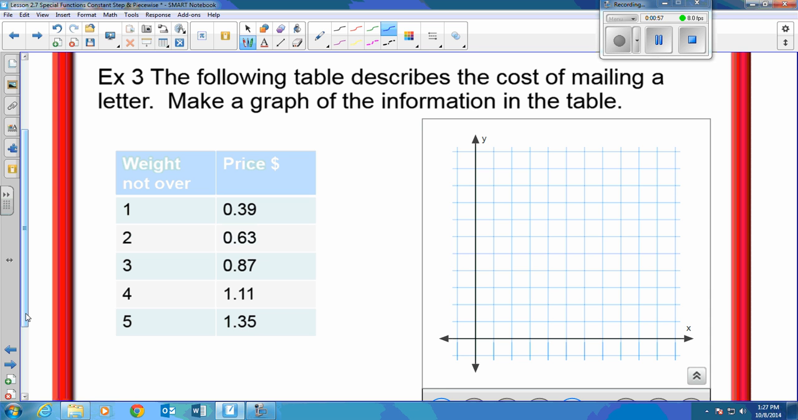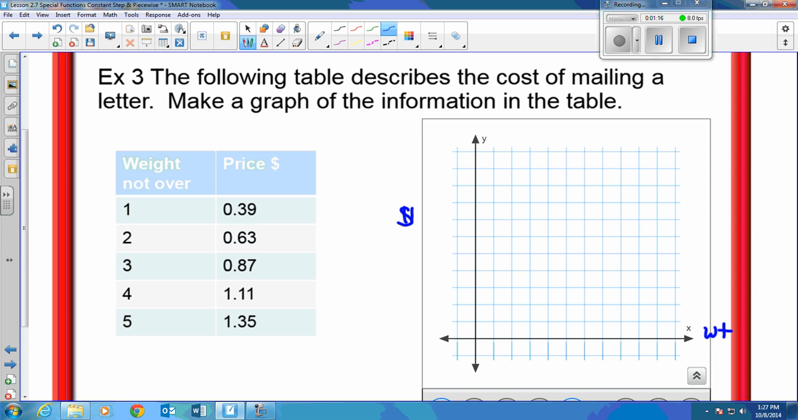So this is an older word problem. This is because your textbook is 10 years old, and that's where I stole it from. This is postage. So if you're going to the post office, this is the cost of mailing a letter. So my cost depends on the weight. So my y-axis is going to be cost. My x-axis is going to be the weight of the envelope.